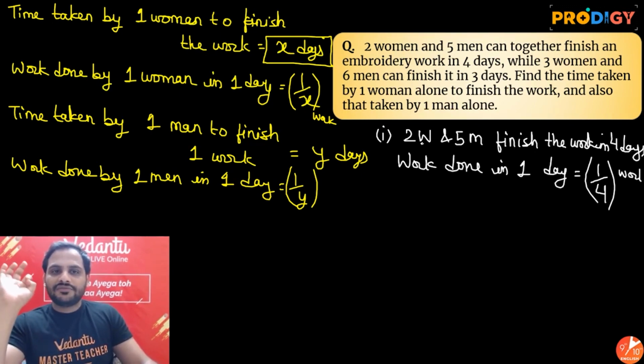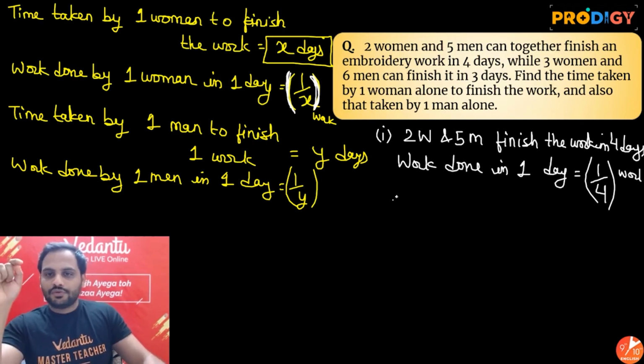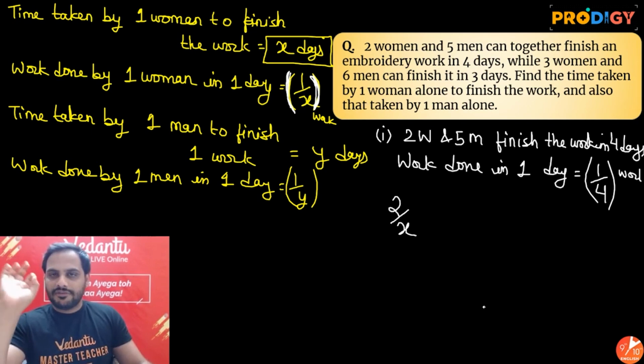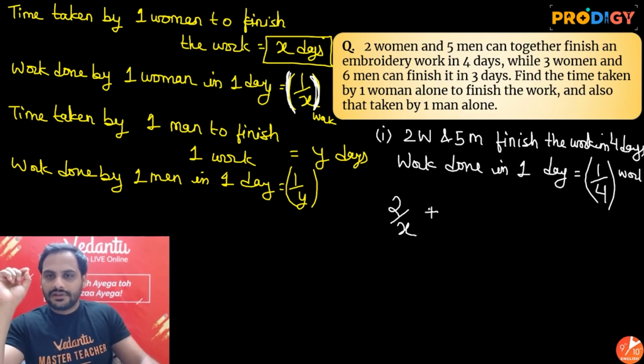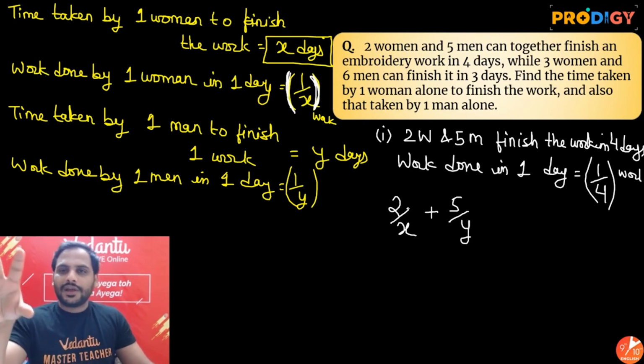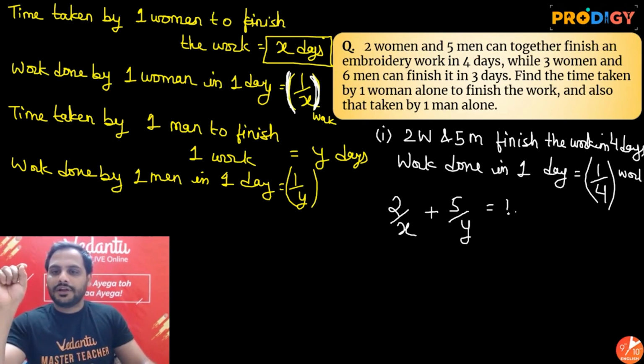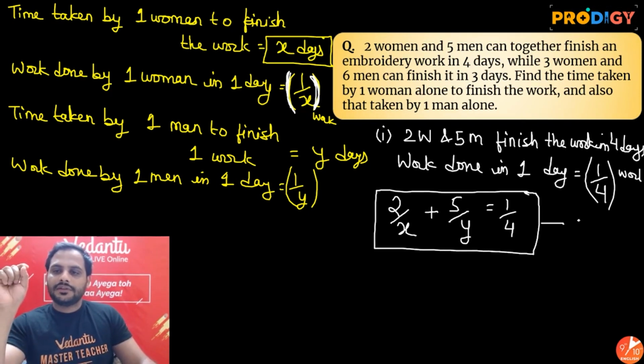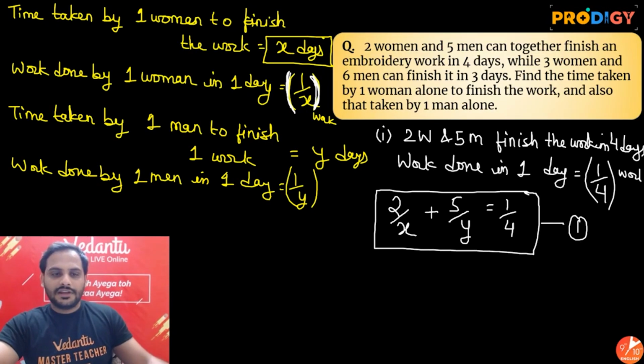Now let's make the equation. 2 women, how much work they will do in 1 day? One woman completes 1 by X work, so 2 women will be doing 2 into 1 by x, which is 2 by x. So this is work done by the 2 women, plus work done by the 5 men will be 5 by y, 5 into 1 by y. They all together are completing 1 by 4 work in one day. So we make the equation in work done in one day form. Okay? This will be my equation 1. Similarly, equation 2.